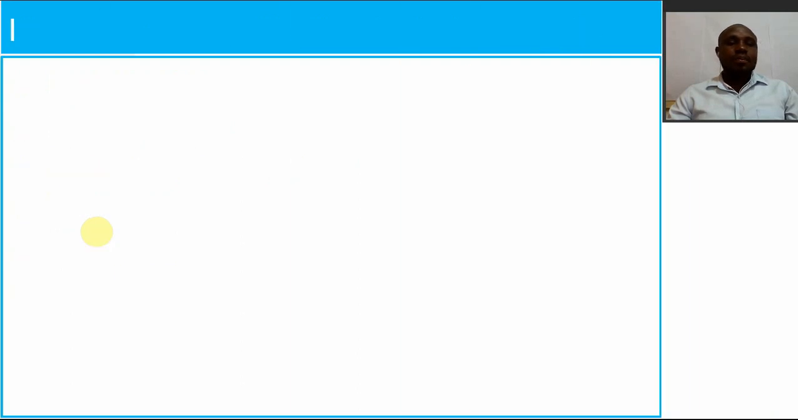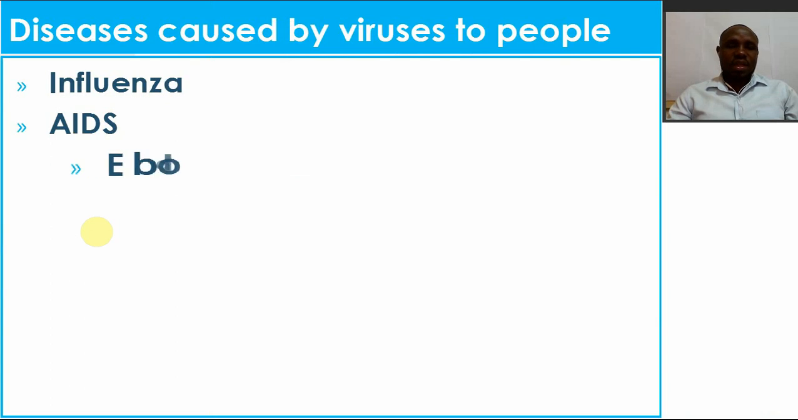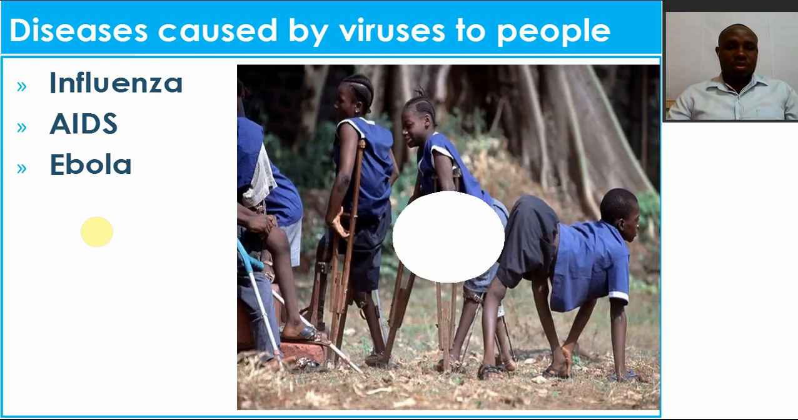Now let's look at those which are caused by viruses. The first one is influenza. Some call it flu: I'm suffering from flu. Flu is a viral disease. We also have AIDS. AIDS is also a viral disease, caused by a virus. We have Ebola. Ebola is also a viral disease.